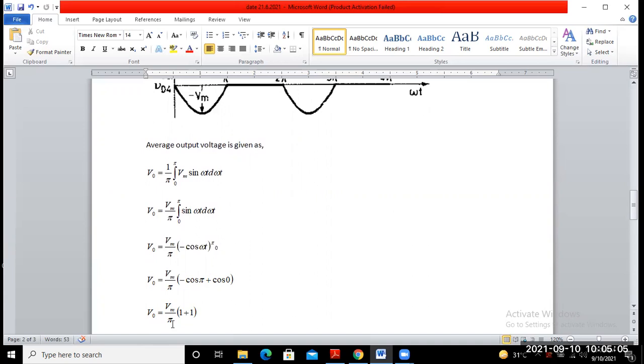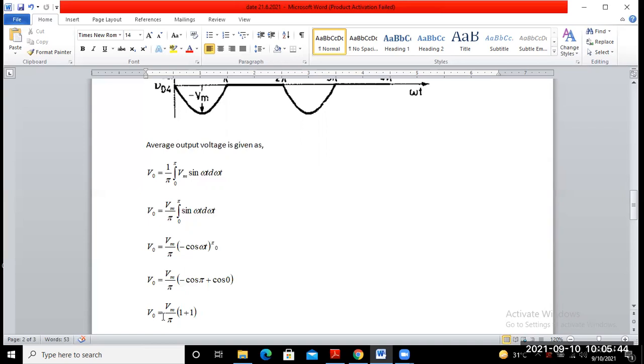If you compare with the single phase half wave uncontrolled rectifier, I think you obtained the value Vm by pi. So that means here we get double the average output of the single phase half wave. The single phase half wave uncontrolled rectifier value was Vm by pi, so we obtain for the full wave rectifier 2 Vm by pi.